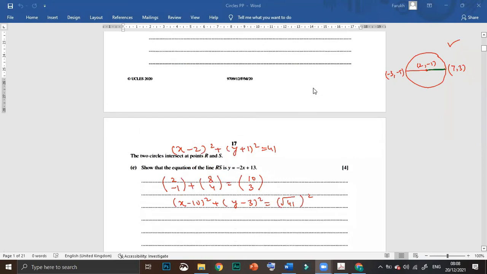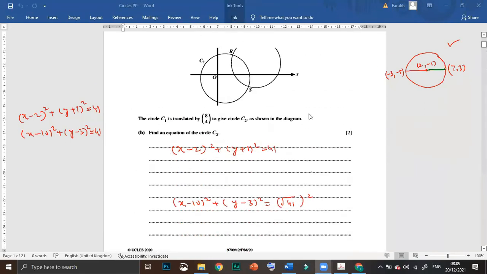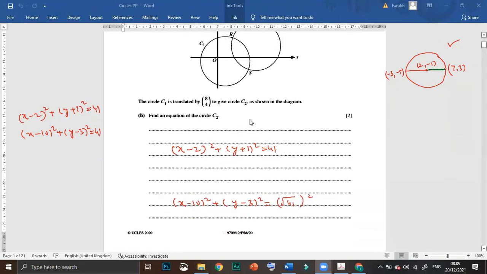The next part is: the two circles intersect at R and S. We will write down the equations of the two circles. (x minus 2) whole square plus (y plus 1) whole square is equal to 41, and the second circle is (x minus 10) whole square plus (y minus 3) whole square is equal to 41. Find the equation of RS.